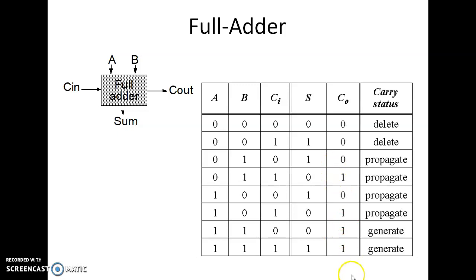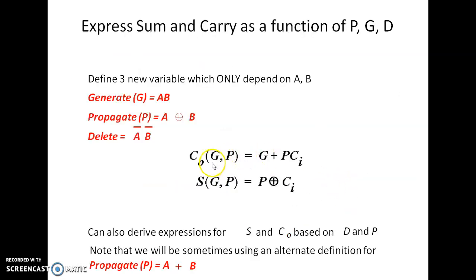So carry is given by G plus P CI. That means either when generate is 1 we get a carry, or the XOR combination of A and B is 1, and for that the input carry also should be 1. Then only the output carry will become 1. So this is the carry equation. So C naught, the output carry in terms of generate and propagate, is G plus PCI.